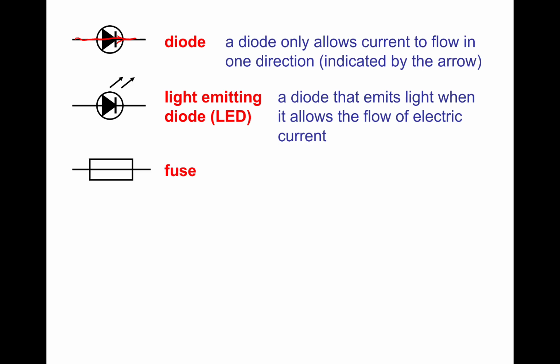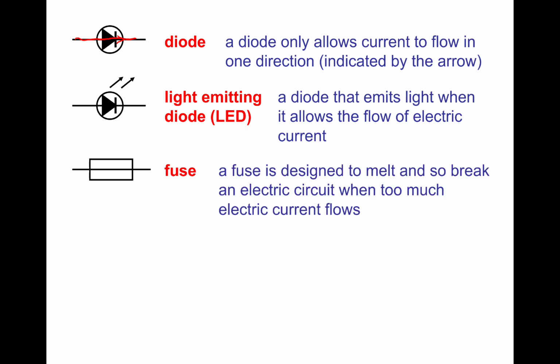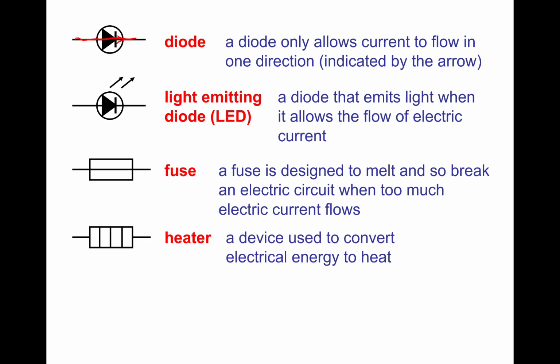So about this one, this is a fuse, if you ever see this. Fuses are designed to melt and break an electric current when too much electric current flows. We're going to do that later on when we do household electricity, further in the playlist. And this one, not commonly seen in the GCSE, is a heater. So in case you ever see it, that's what it is. And heaters convert electrical energy to thermal energy, or heat.